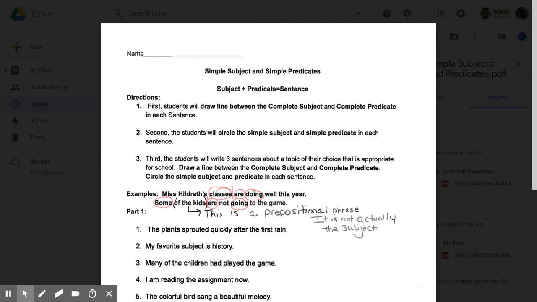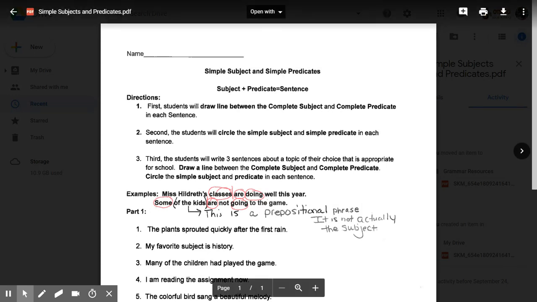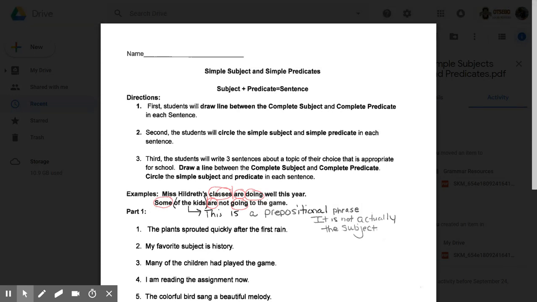Then I look at my subject, Miss Hildreth's classes. Now, I know a lot of you are going to circle either Miss Hildreth's classes, like everything. That's not what I'm looking for. And I know the other thing you're going to do is you're going to want to circle Miss Hildreth's. Miss Hildreth is actually a describing word, and it's telling whose classes we're talking about. So our actual simple subject or the noun is classes. So that's why I have that circle.